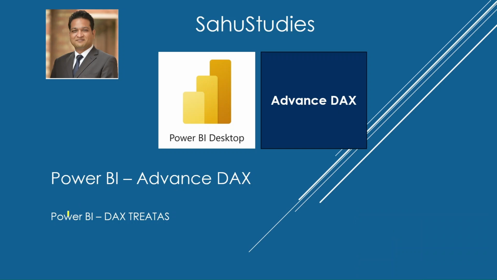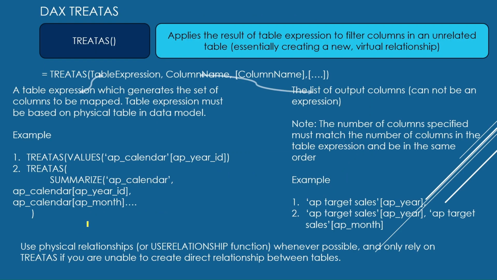In this video, we are going to discuss the TREATAS function in Power BI. So what is the TREATAS function and why do we generally use it? The TREATAS function applies the result of a table expression to filter the column in an unrelated table. It is essentially creating a new, virtual relationship.